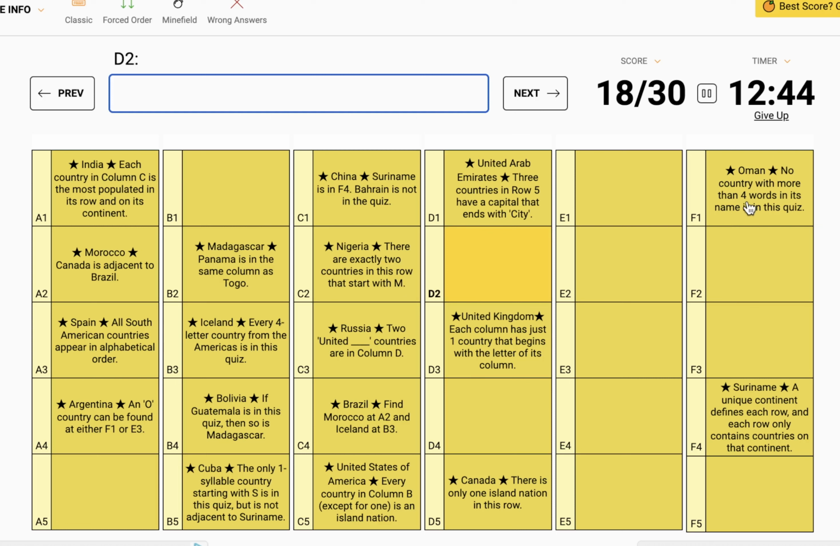And I think this is ruling out the Democratic People's Republic of the Congo or something like that. So is this Djibouti? It is. If Finland is in this quiz, then so is El Salvador. Finland is not in this quiz, which leads me to believe F3 is going to have to be France. Because there's no African countries with an F, so this has to be France. The world's most southern-reaching country is in D4. So that's going to be Chile.